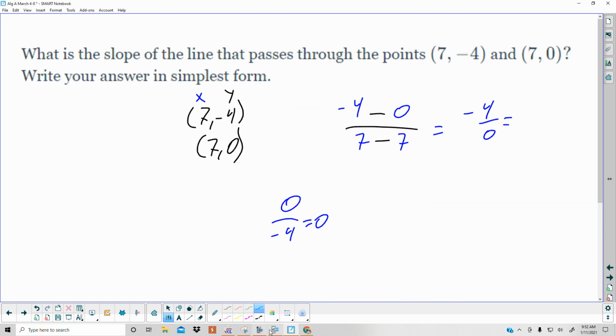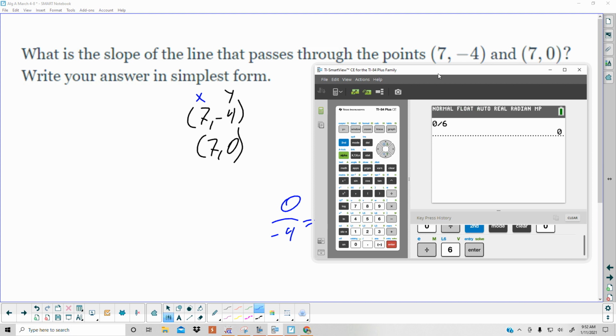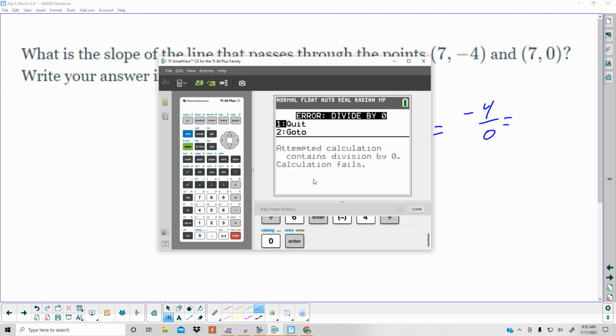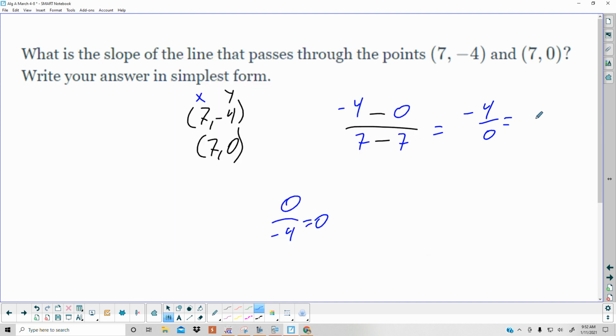When 0 is on the bottom, so this was -4 divided by 0. Error, you can't divide by 0. So what do you write? Undefined. I usually just abbreviate it UNDF. Undefined. You can't divide by 0. It's not legal. So when you get this, your answer is undefined.